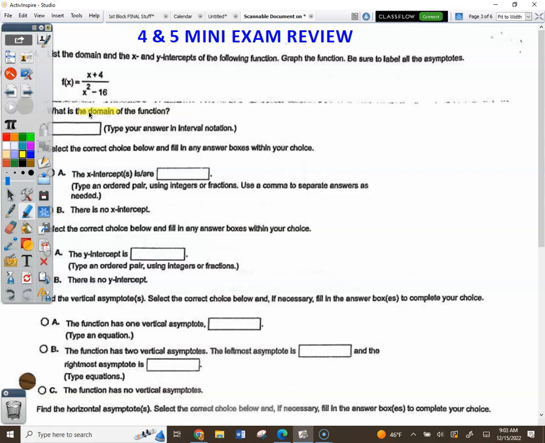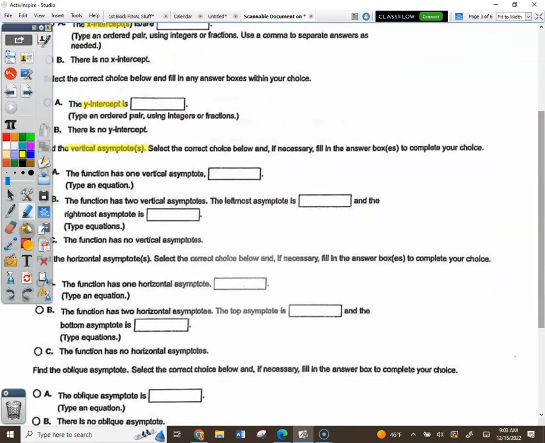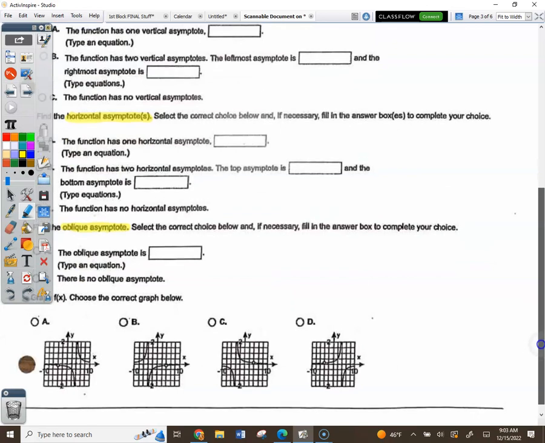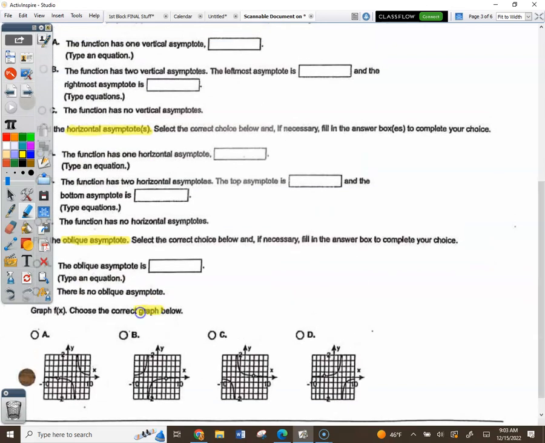This one is asking about x-intercepts. This one is y-intercept. This one, there it is, vertical asymptote. This one's horizontal. And of course, they're going to put this here, but remember, if there is a horizontal, there's no oblique. Remember that. They don't both exist at the same time. I think that's it. And then graph it.